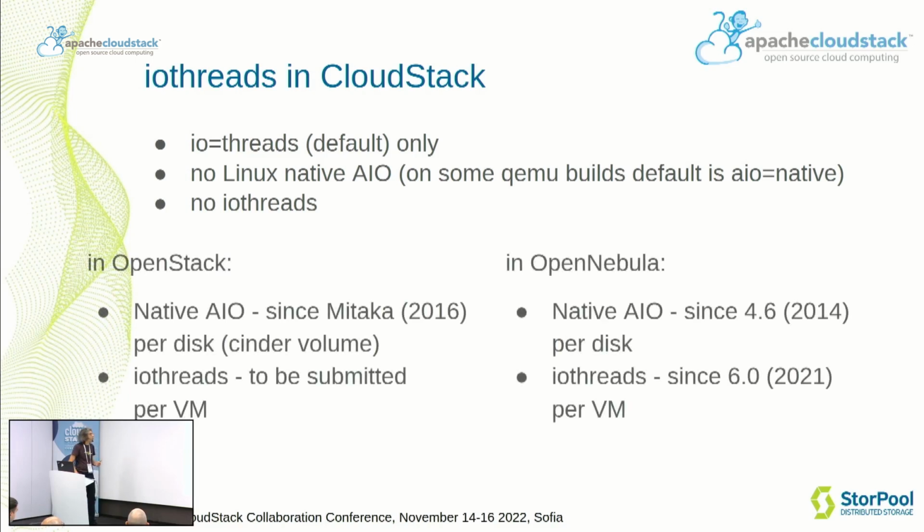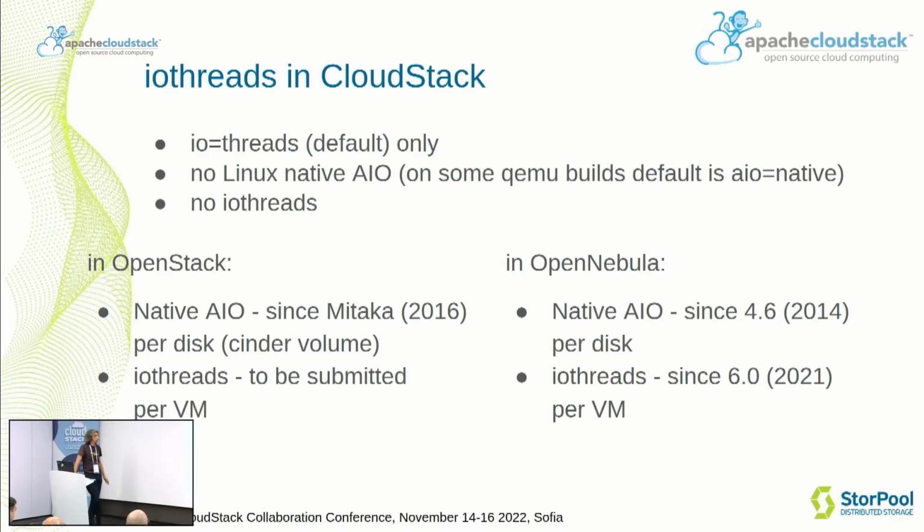So what about the other cloud management platforms? In OpenStack, there has been an option to define and enable native IO mode since 2016, and it can be defined per virtual disk or per volume. Iothread is still not in the main tree, but there is code to be submitted, so we can expect that very soon you will have an option to enable iothread per virtual machine in OpenStack.